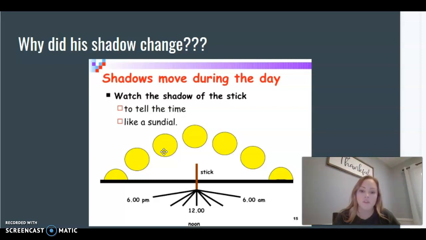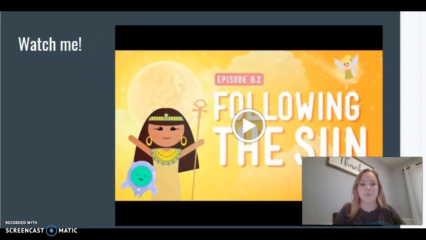And because of the movement of the sun, it makes the shadow look different, either longer or shorter, or it's pointing one way or pointing the other way. And I know this can be a bit confusing, so what I did is I put a video for you guys to watch that kind of helps it all to make sense. So this video is called Following the Sun, and I want you to watch it and look at the shadows and how they change. And it even tells you why they change.